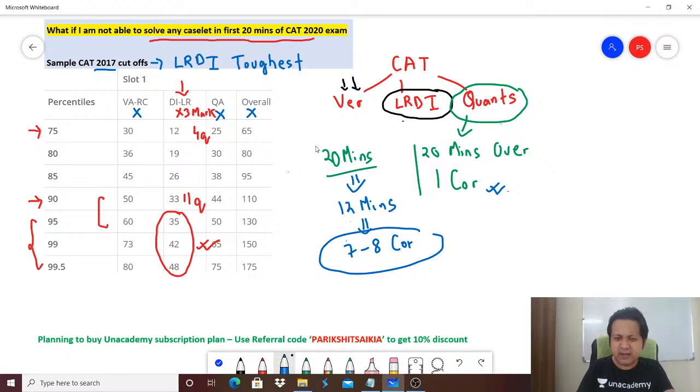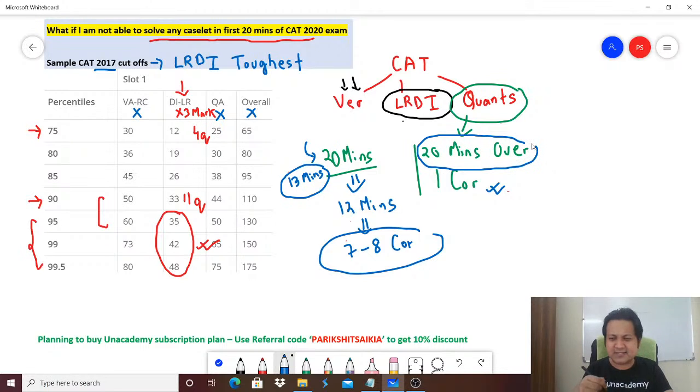Just ensure that in the next 20 minutes, the first 13 minutes, you focus on the remaining questions. And the last 7 minutes, you focus on the questions which you have marked for review. I am sure when you spent 20 minutes in Quants in the first 20 minutes, there were some questions where you were on the verge of getting an answer. So please come back to those questions and make sure that you solve them.